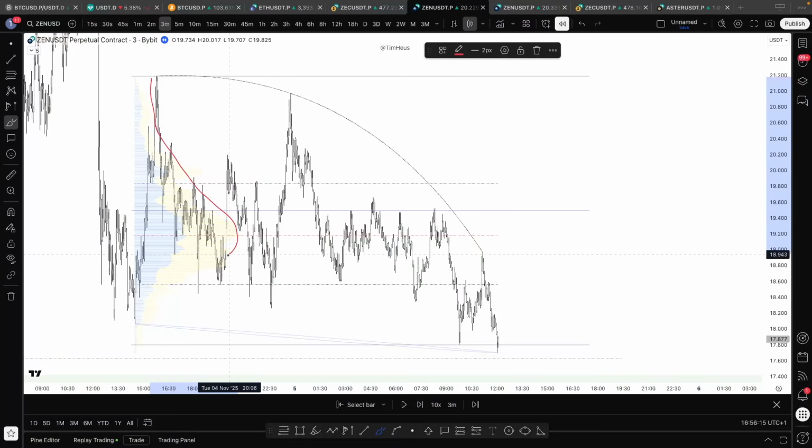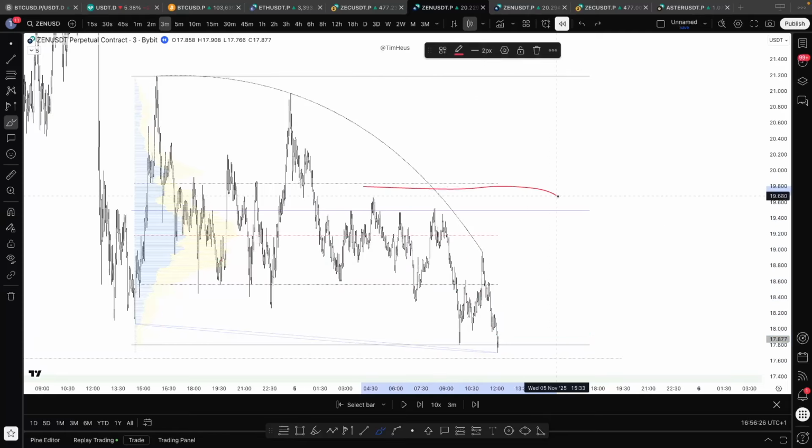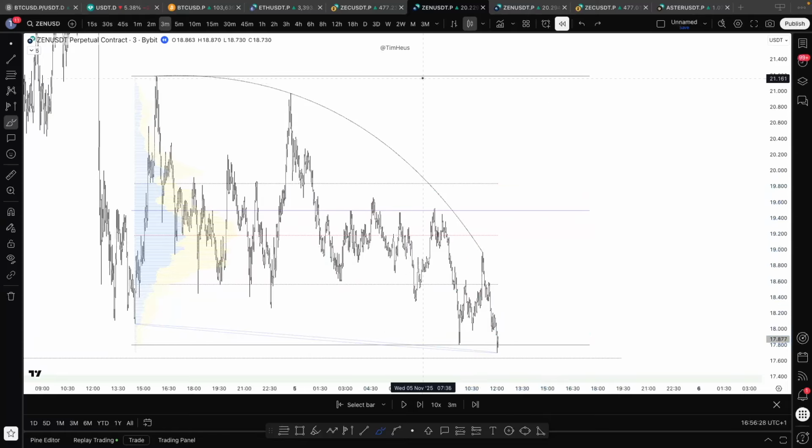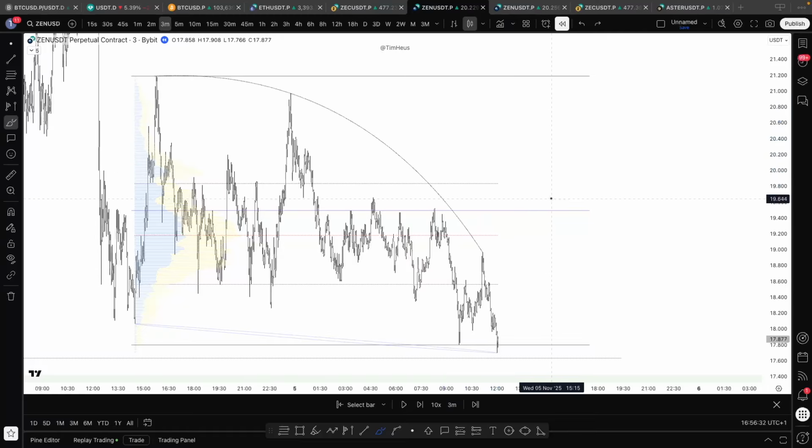At the equilibrium of the range, you have the volume profile, and the majority of the volume was in the lower section of the range. Which means when you have the majority of the volume in the lower section of the range, the upper section of the range doesn't have volume to hold price down, and this can squeeze up.